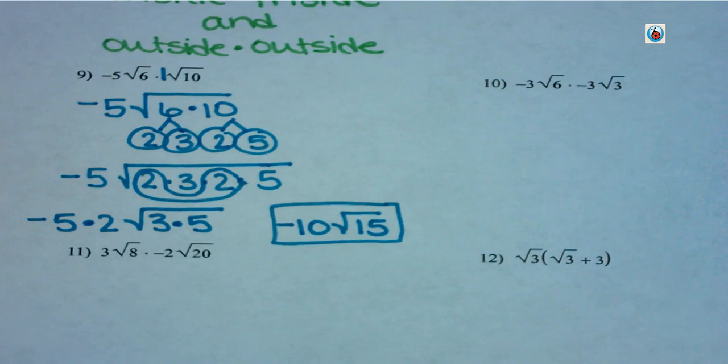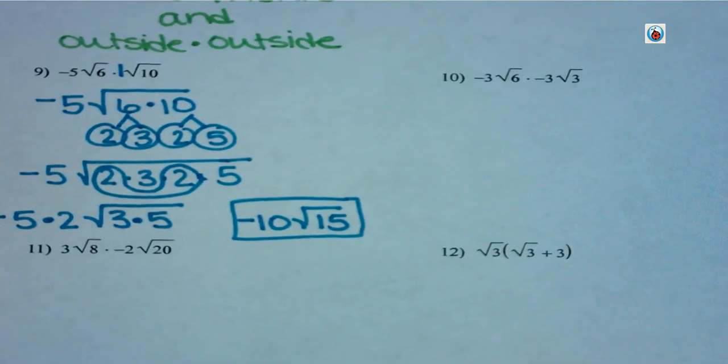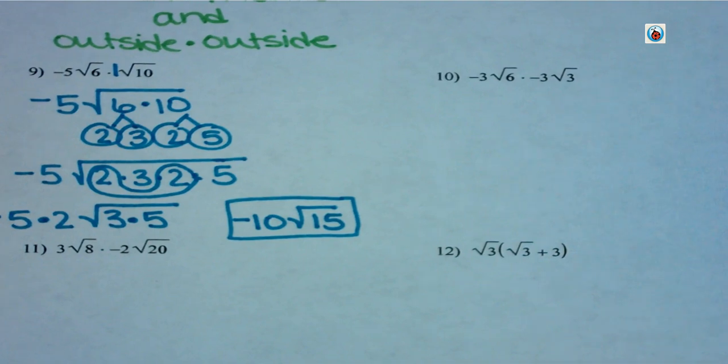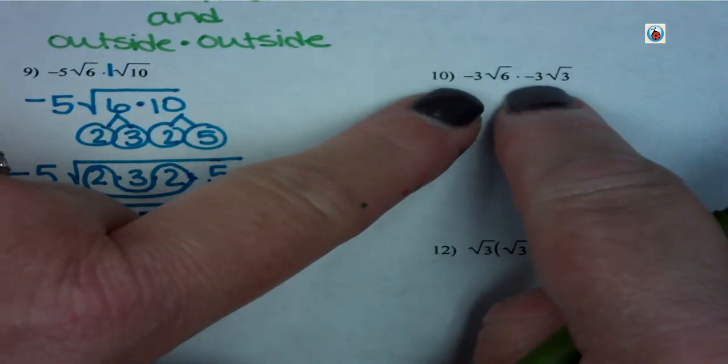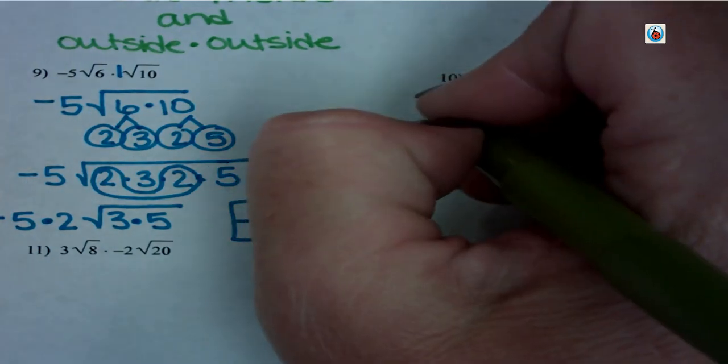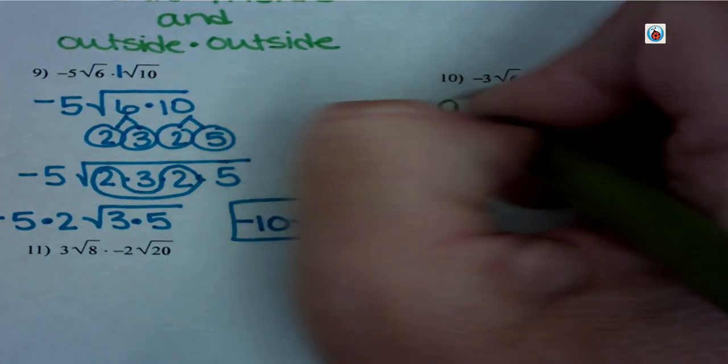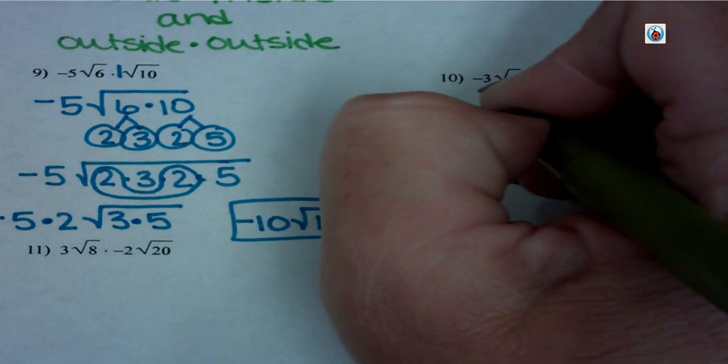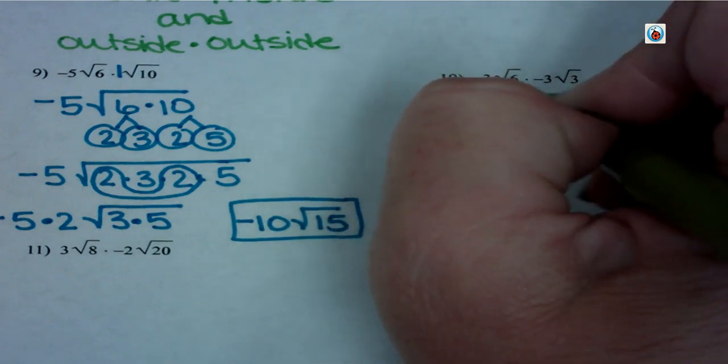Okay, look at number 10. Same idea, outside times outside and inside times inside. Well, my two outsides are -3 and -3. So -3 times -3 is a +9. Then I'm going to do inside times inside, so 6 times 3.